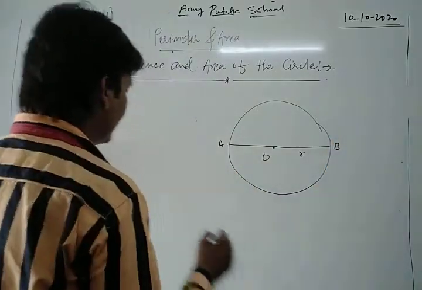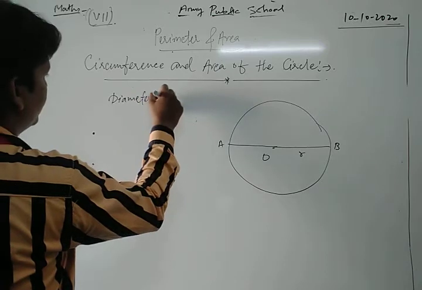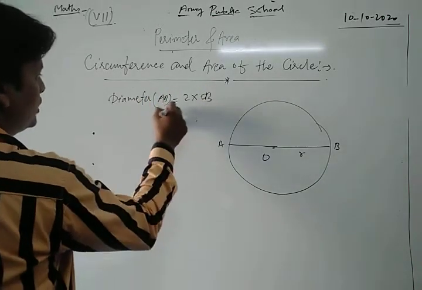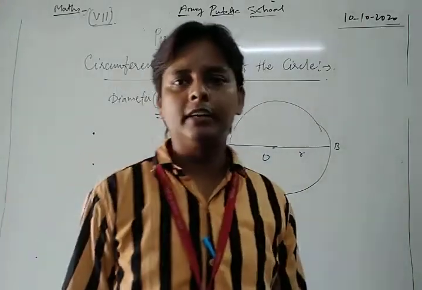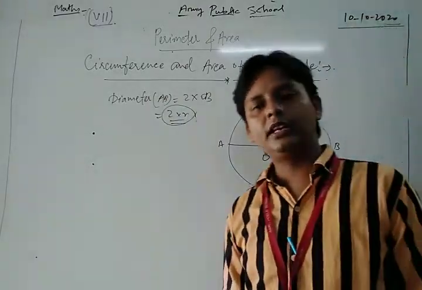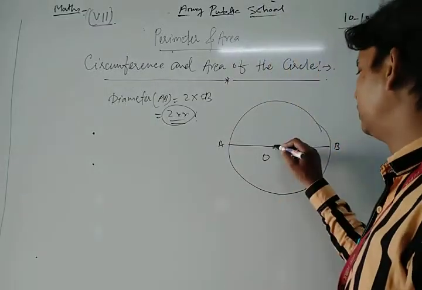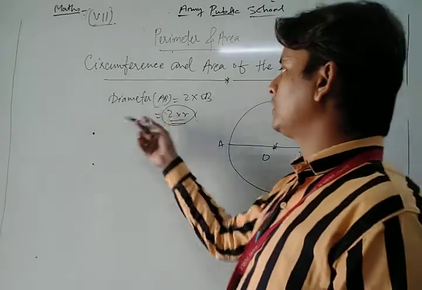And one important thing is that the diameter of the circle is always equal to 2 times its radius, means 2 into r. This is one of the most important relations between diameter and radius. So we can say the diameter of the circle is just double the radius of the circle. So here we take r as radius, and so diameter is 2 into r.